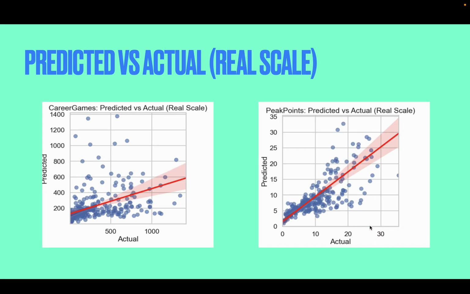And then the real scale, I wanted to see actual games played, not the log scale of it, and actual points prediction. And as you can see, as we get out further to either predicting longer careers or predicting higher points output, the confidence interval widens, just because there's less data for exceptional players than there is for your average NBA player.